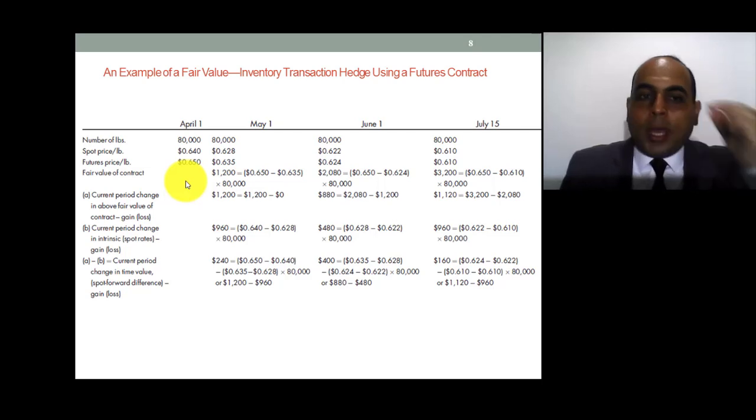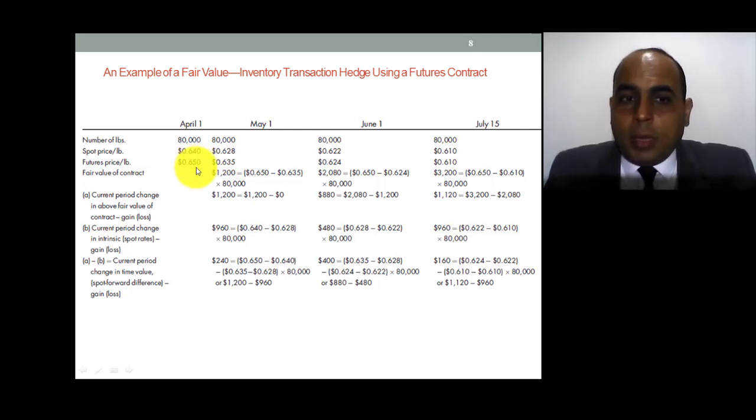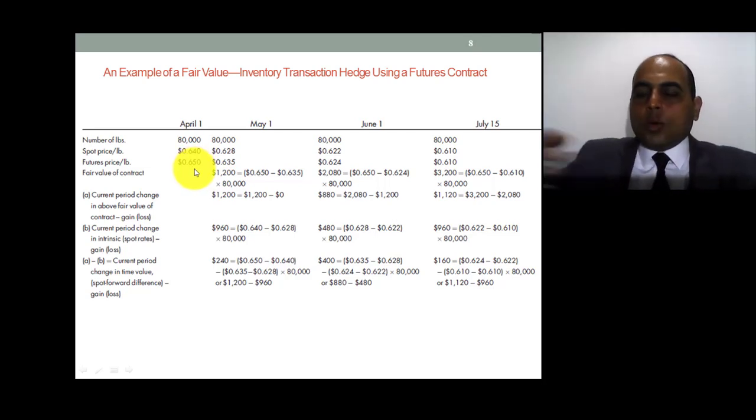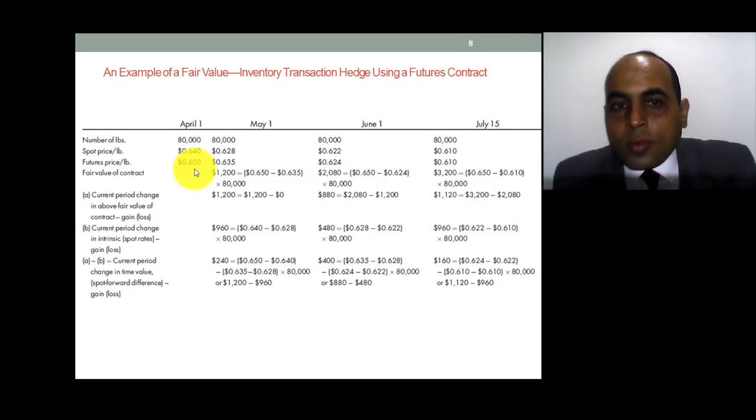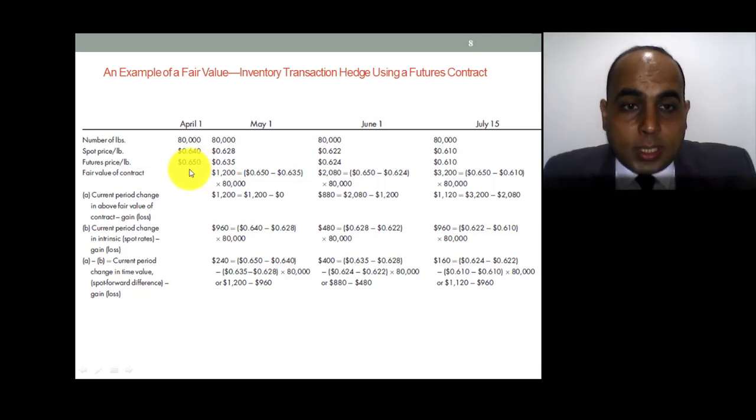How will we calculate it? Look at these different prices. On the date of agreement, we entered into a future contract to sell our goods at 0.65. Usually when we sell goods, we enter into a future contract because we fear what? We fear the declining of the prices. Here, we entered into the future contract at 0.65.